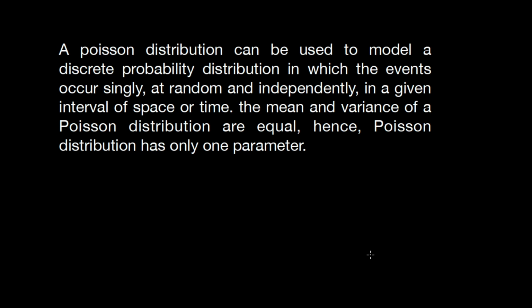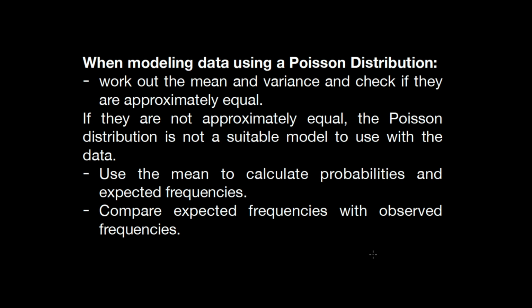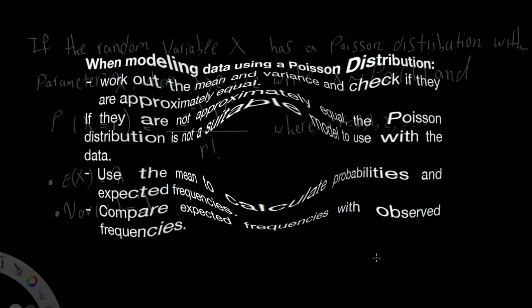The mean and variance of a Poisson distribution are equal, hence the Poisson distribution has only one parameter. When modeling data using a Poisson distribution, work out the mean and variance and check if they are approximately equal. If they are not approximately equal, the Poisson distribution is not a suitable model to use with the data. Second, use the mean to calculate probabilities and expected frequencies. The third one, compare expected frequencies with observed frequencies.